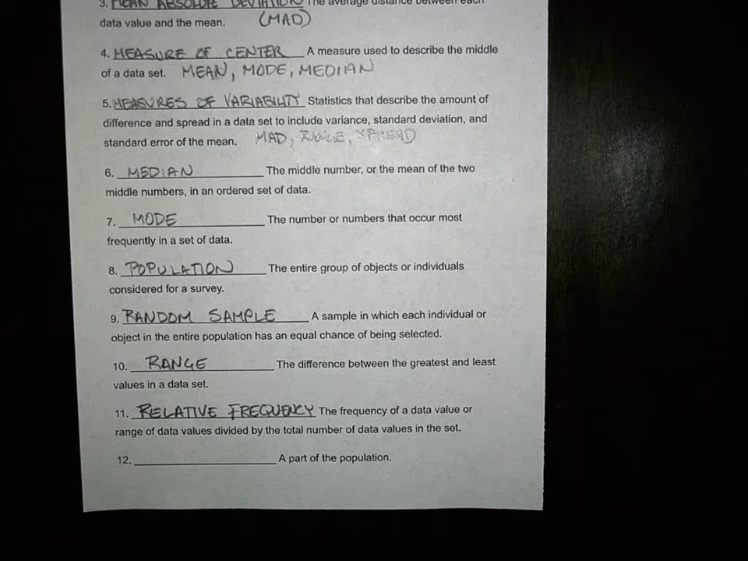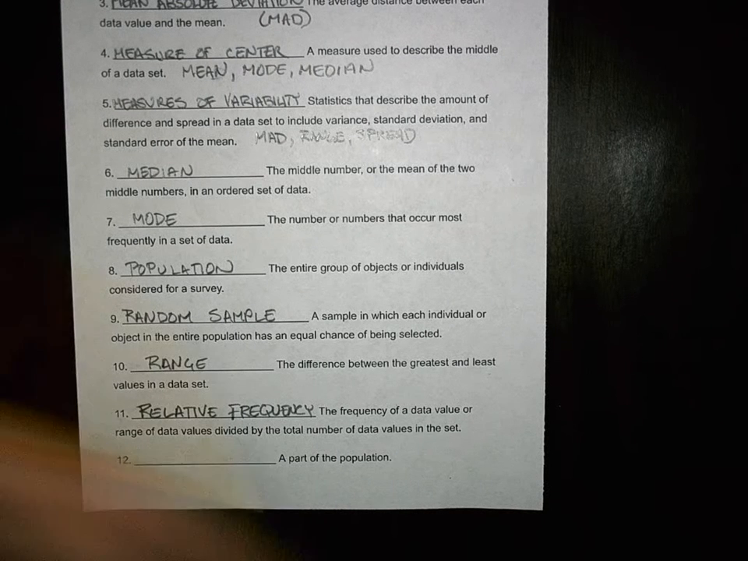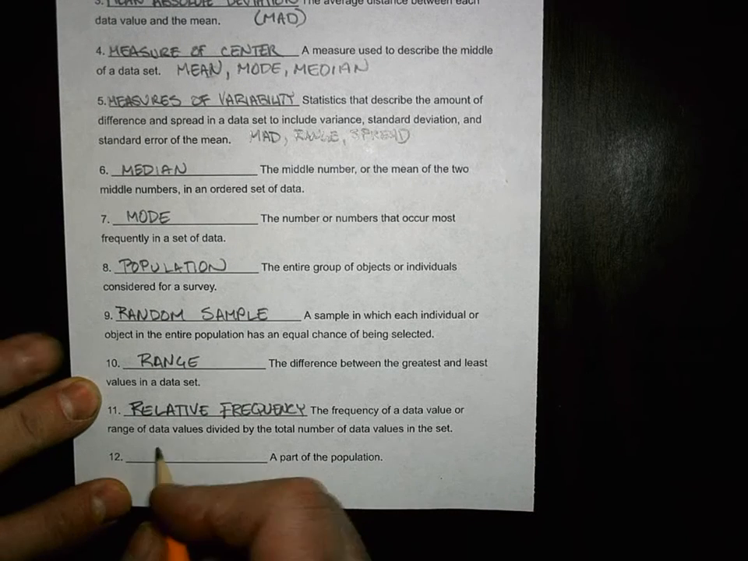So how many pieces of data did we get? 3, 4, 5, 6. 6. What is the relative frequency of the age 14? 4 out of 6, which is 2/3 or 0.6. That is the relative frequency that the age 14 applied. For the others, it's 1 out of 6, right? Correct. The last one, a part of the population is called a sample.